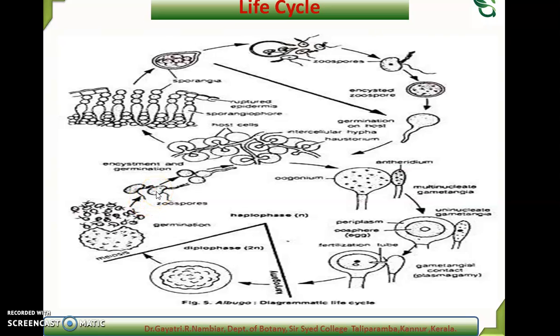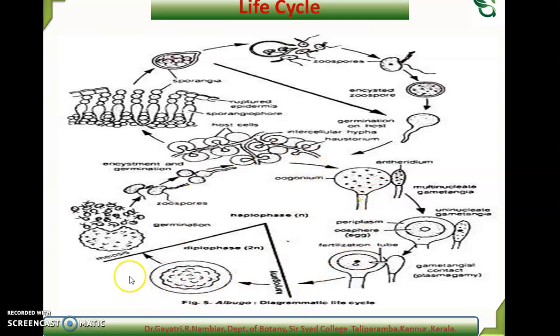Zoospores are reniform and biflagellate. Then they undergo a resting period by withdrawing the flagella, and after that they germinate by putting out the germ tube, and this germ tube will form the hyphae which later develop into mycelium, then a new fungus is formed. So in this way the cycle will repeat itself.